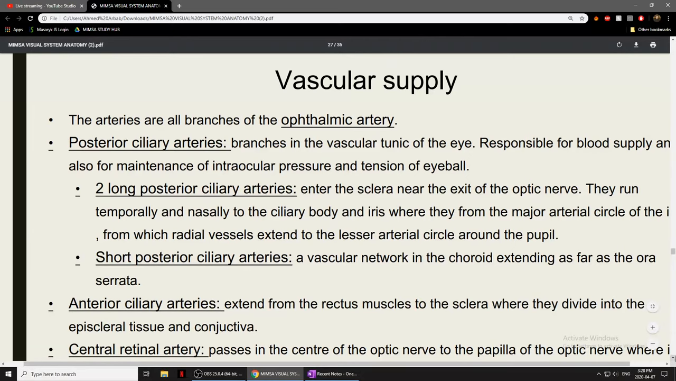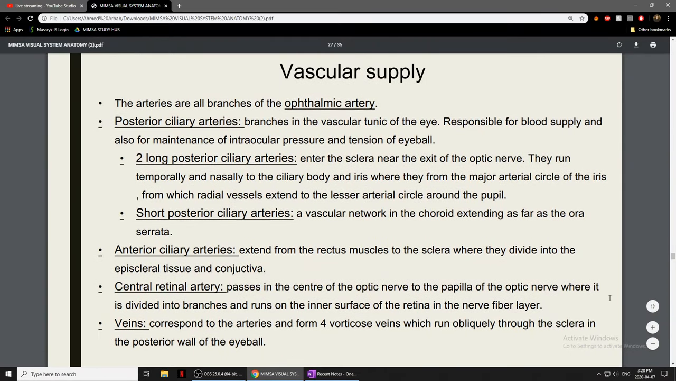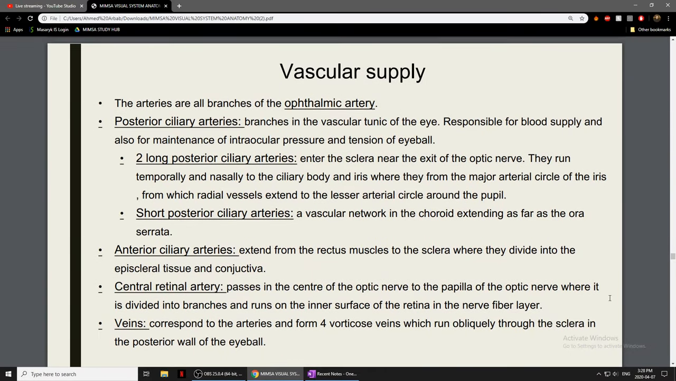Right, so vascular supply of the eyeball. All the arteries that supply this region are branches of the ophthalmic artery. So there are posterior ciliary arteries. We talked about it in that tiny diagram. Two long posterior ciliary arteries on either side of the optic nerve, and then short posterior ciliary arteries that form like a circle around the optic nerve. And then we have anterior ciliary arteries.